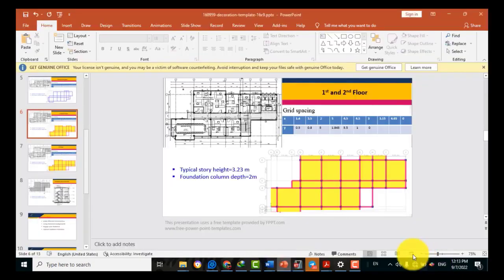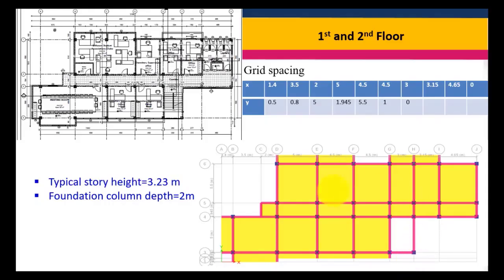Here, if you see, this is the first and the second floor plan. Here we have cantilever, here we have cantilever, here we have cantilever, and also here we have cantilever. Here we have a cantilever of 0.8 meter, this is 1.3, and here we have 1.2. Therefore we are going to draw this in all stories.